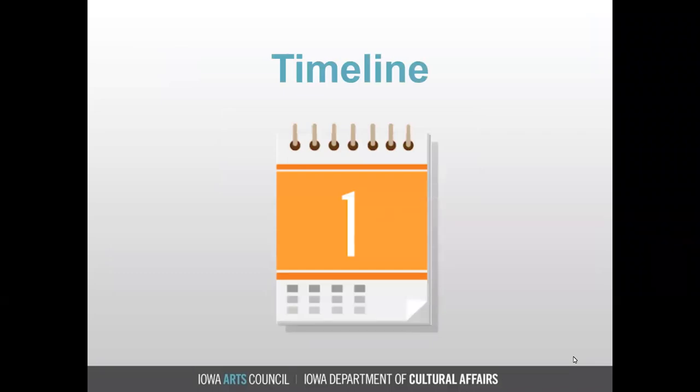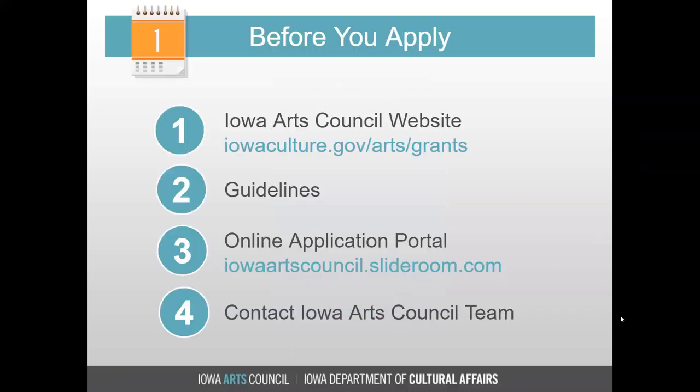So let's take a look at the process and timeline for the Great Places designation. Before you apply for an Iowa Arts Council administered program, it's important to determine whether the program is the right fit for you. To do so, make sure you have reviewed all the available material for the program. Please note that the Iowa Arts Council's application process is entirely paperless. All program materials are available online and all communications will be sent electronically.